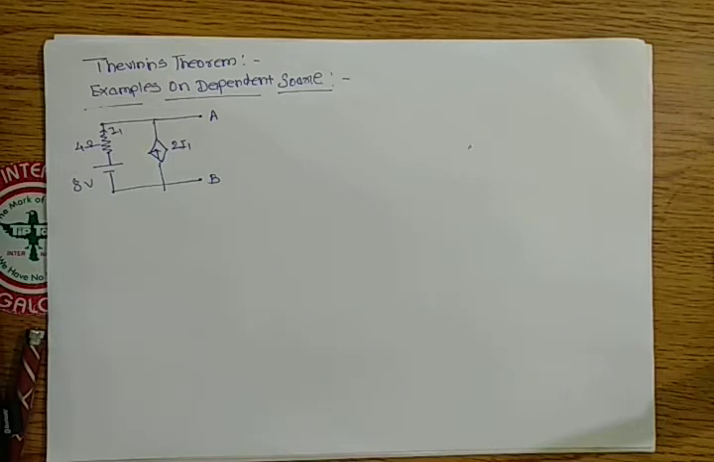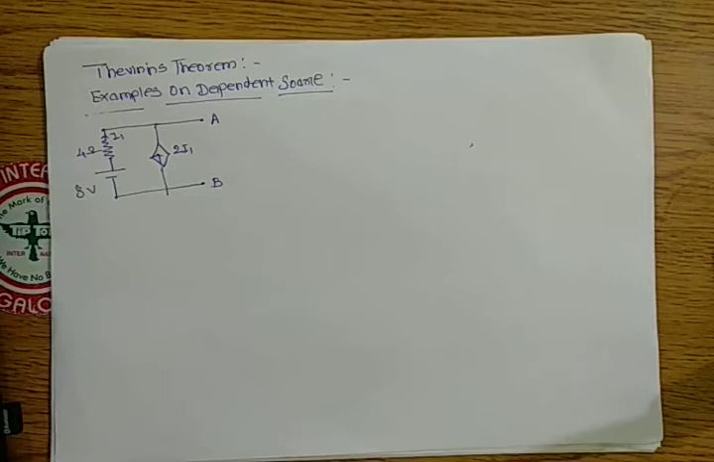Now we have to use a dependent source. So we will solve Thevenin problems with a dependent source using Thevenin's theorem. I have taken this problem from the Ravi Singh book, you can refer to that book. The problem is to find the Thevenin equivalent network for the given network. So we will start with the network.